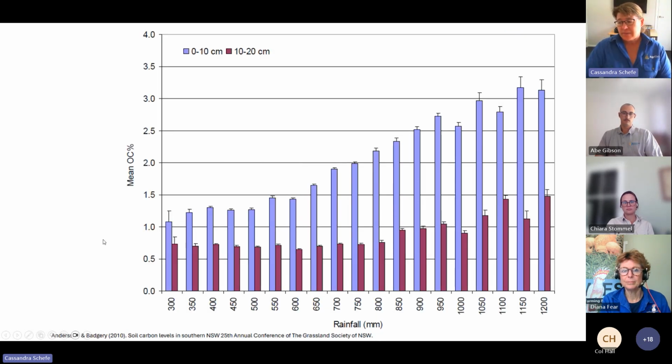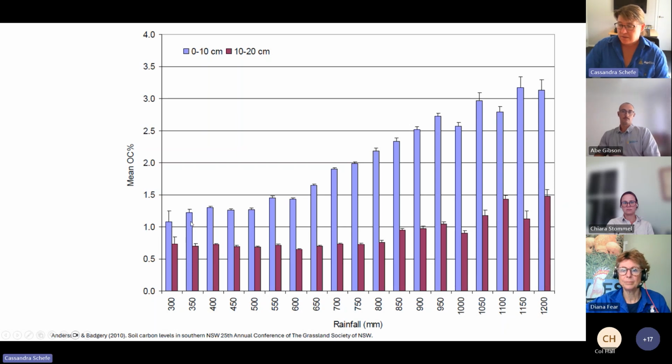So if you look at this, based on some recent research that's been done in these regions, we can actually start to see what expectations we could have around soil carbon levels associated with these rainfall conditions. If you look at this work by Anderson Badgery, we can see that as we go from low levels of annual rainfall, increasing to really high levels, as we would expect, there's also an increase in the average organic carbon levels in those soils.